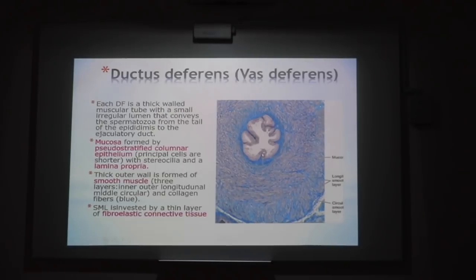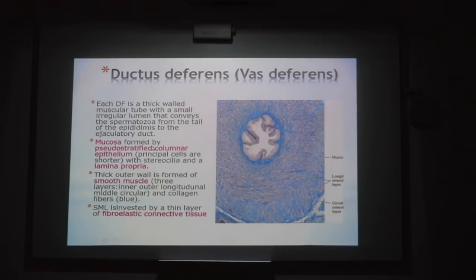So, you have the mucosa, and then you have the inner longitudinal layer, then you have the circular layer, and then you have the outer longitudinal layer. So you have three smooth muscles there. You have the mucosa, then the three muscular layers which you are seeing. The inner longitudinal, then middle circular, and then outer longitudinal muscular layer.